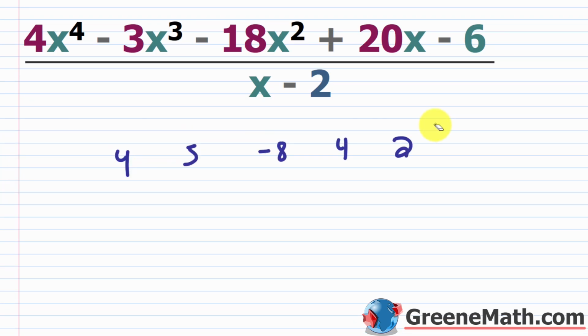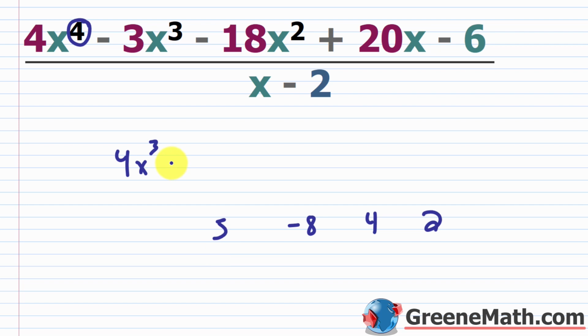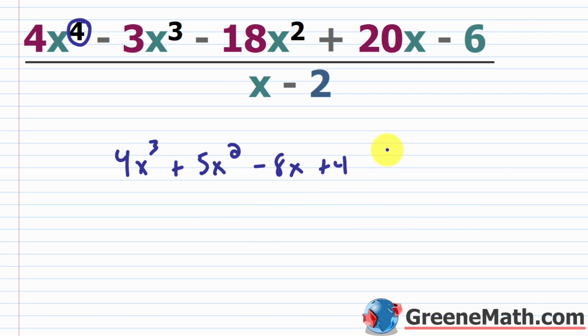And again, if the degree of this polynomial is 4, the degree of this polynomial will be 3. So this would be 4x cubed. Let me kind of scooch this down. I'll put plus, this will be 5x squared, and then minus 8x, and then plus 4. And 2 is the remainder, so I'm going to put plus 2 over your x minus 2. Okay, so let me put equals there. So the answer is 4x cubed plus 5x squared minus 8x plus 4 plus 2 over x minus 2.